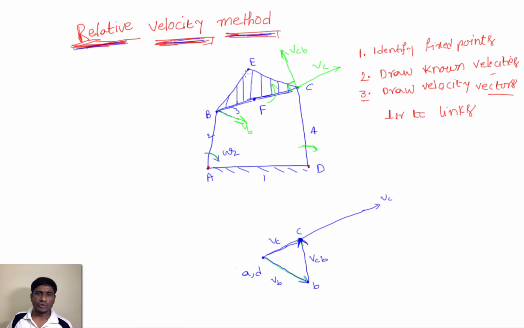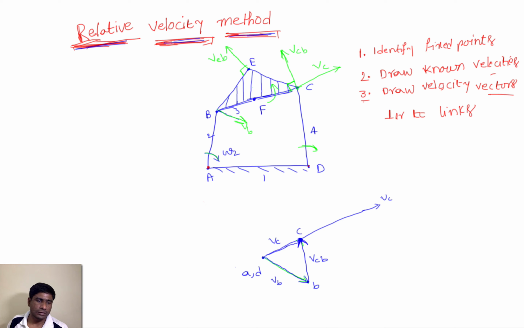And further, if you want to find the velocity of point E also on link 3, how do we find the velocity of E? We know point B, this is point B, and we need to draw a velocity vector in this direction, because it is perpendicular to the line joining B and E.